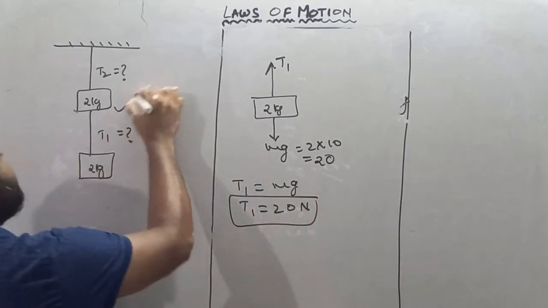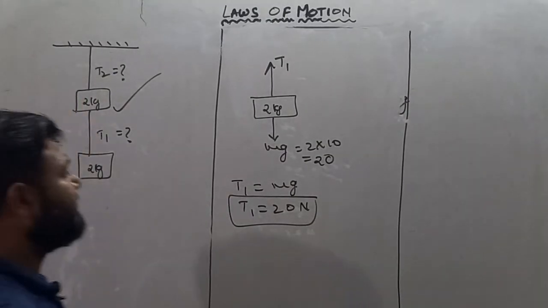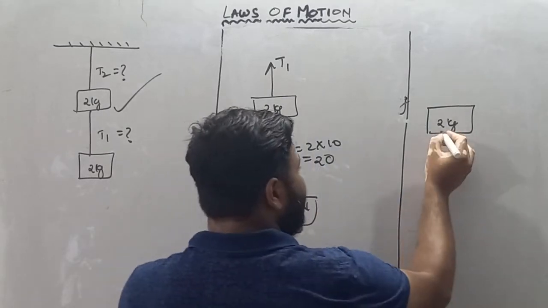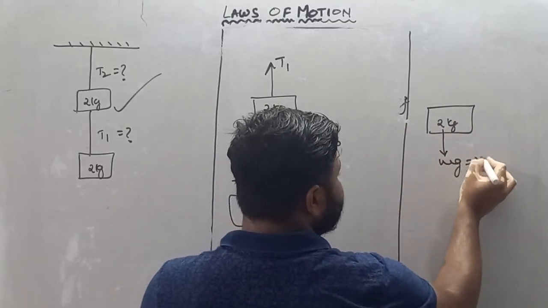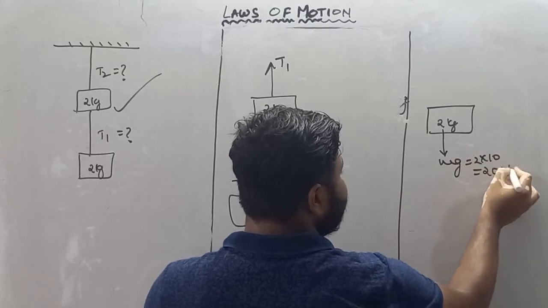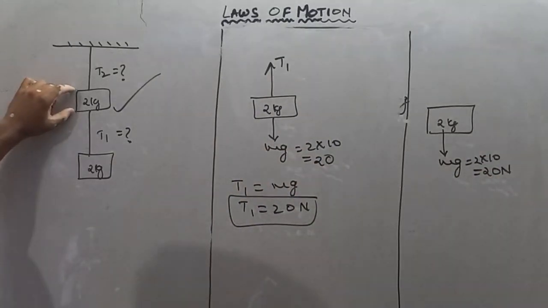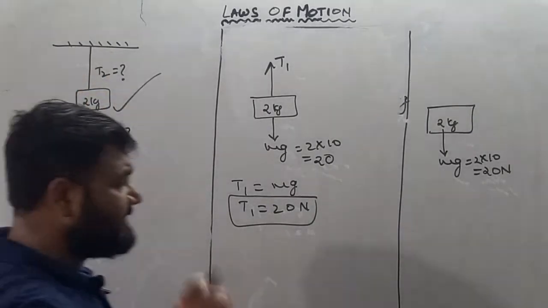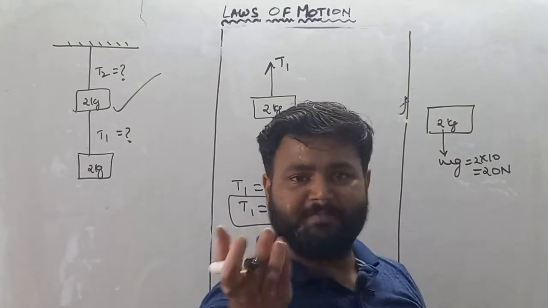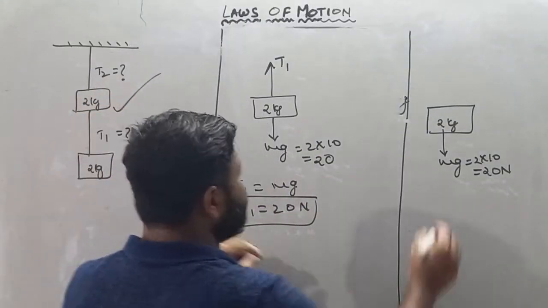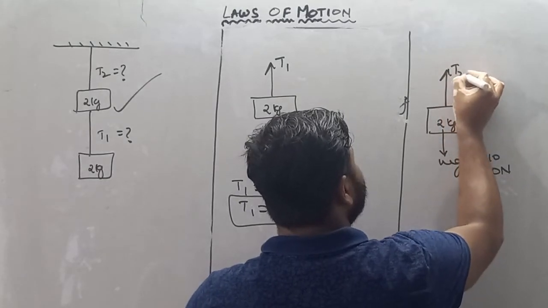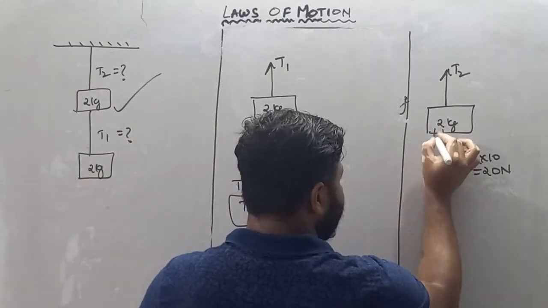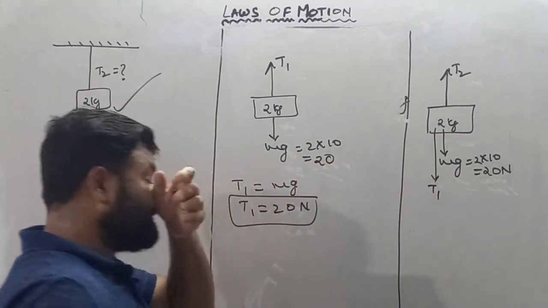Now moving forward, my dear student, we'll make the FBD of the other 2 kg block. Mass is m, vertically downward mg, so 2 into 10, it is nothing but 20 Newton. Now this 2 kg block is connected with two different strings having tension T1 and T2. As we know, tension is a pulling force. So T2 must be in the upward direction, and T1 is again a pulling force, so T1 must be in the downward direction.